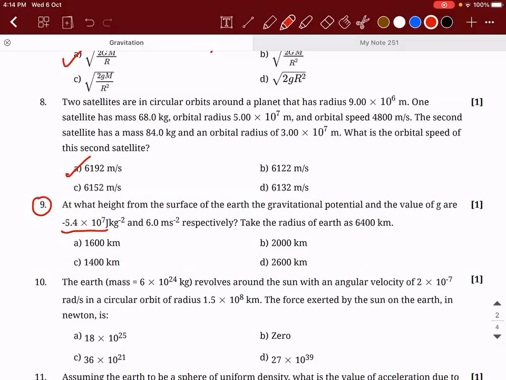How to do? Tell me the formula. Minus GM by R. Okay, minus GM by R. But what is going to be the value of R now?